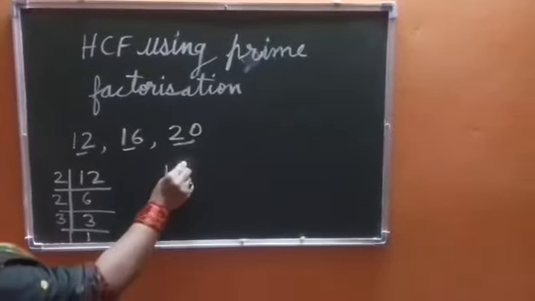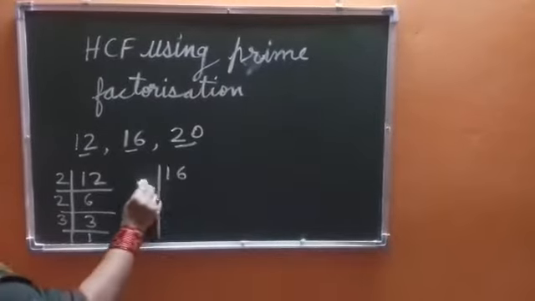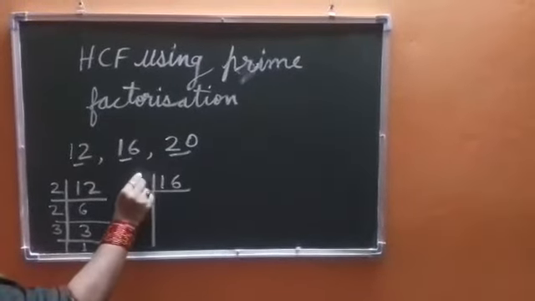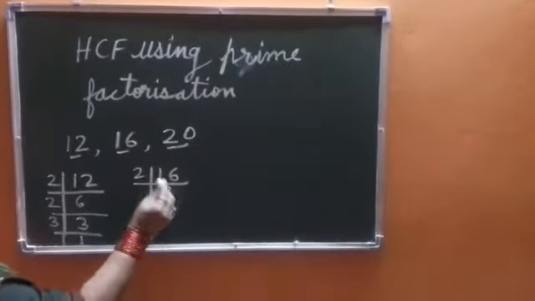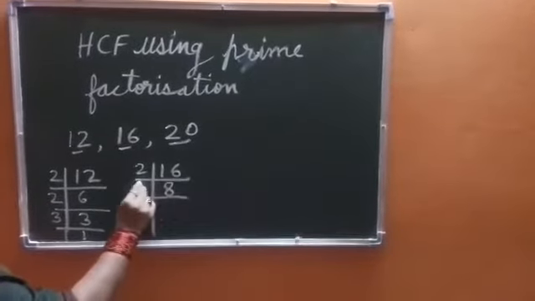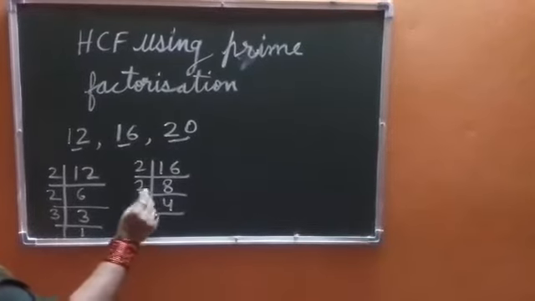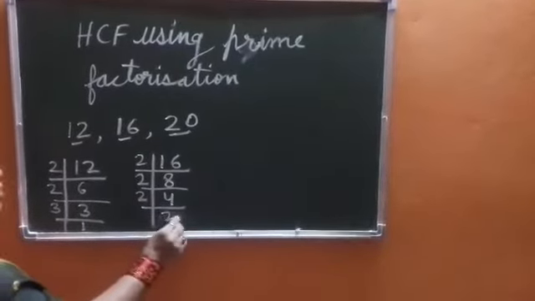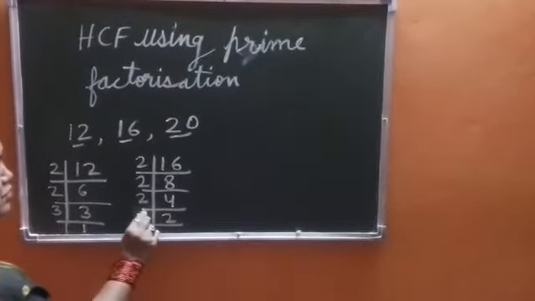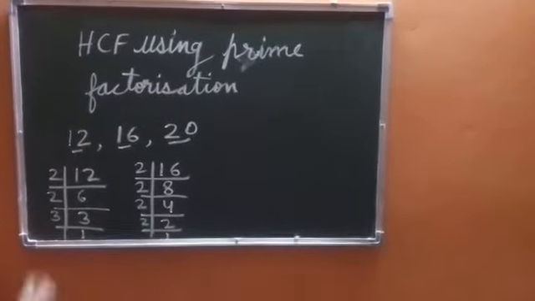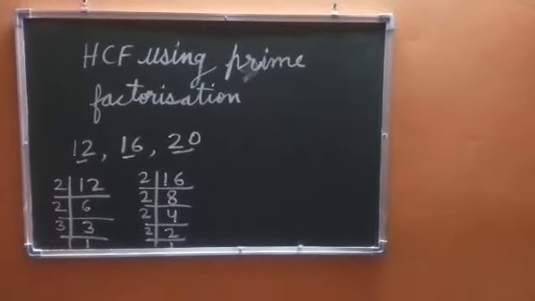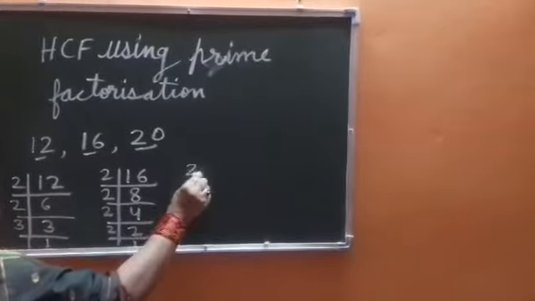Now let's do the prime factorization of 16. 16 is also divisible by 2. So 2 eights are 16. Again 8 is divisible by 2. 2 fours are 8. 4 is also divisible by 2, and lastly we get 2. So 2 ones are 2. This is all.